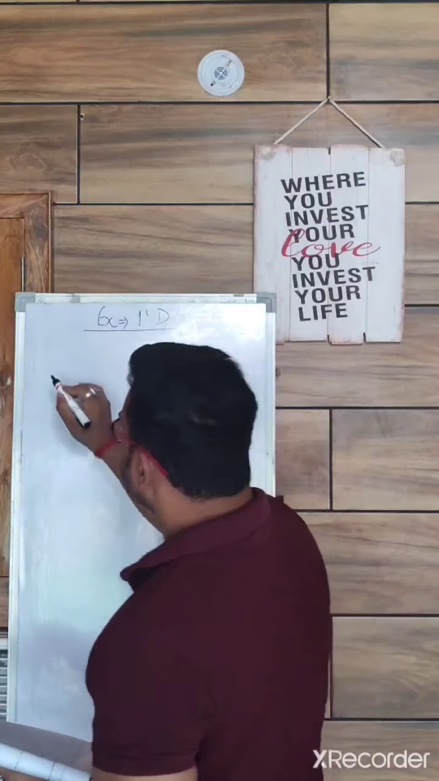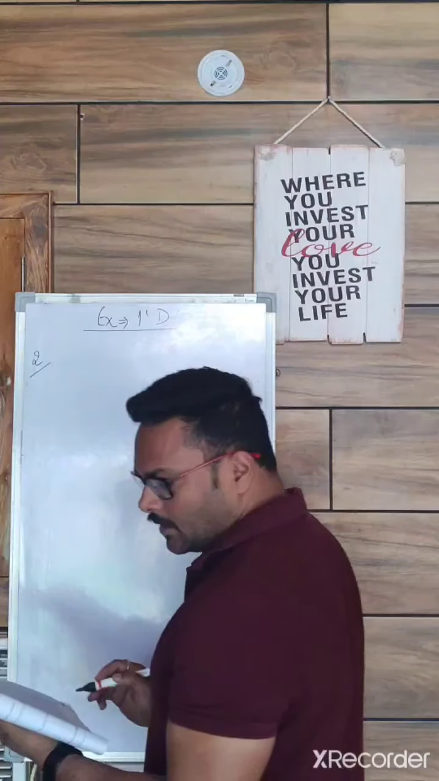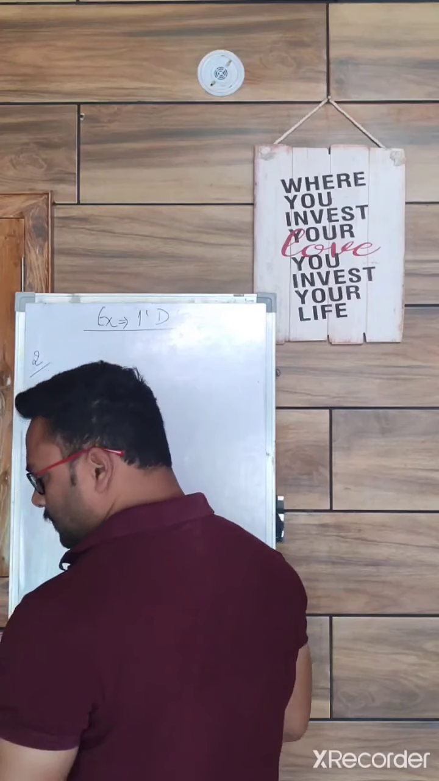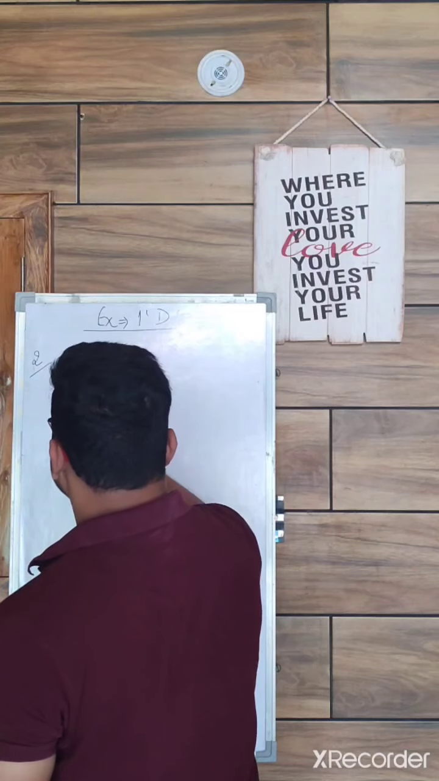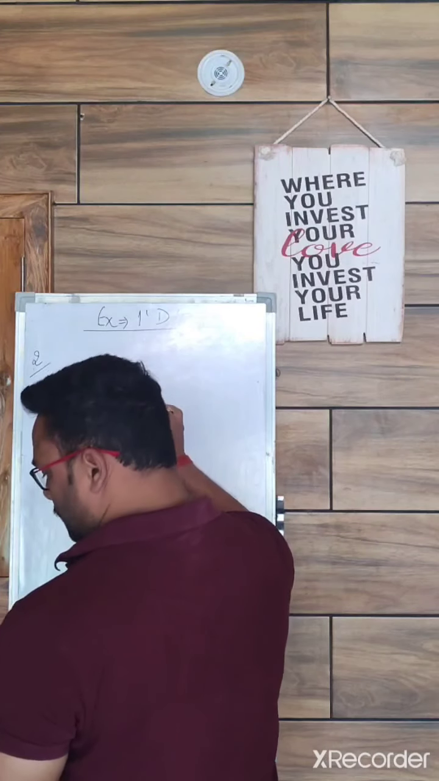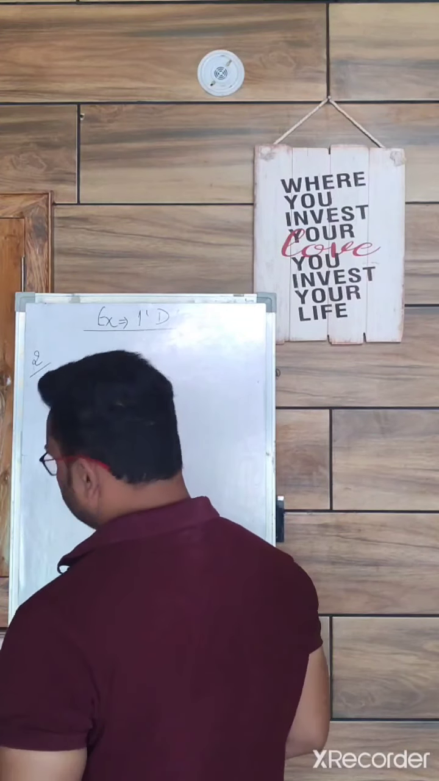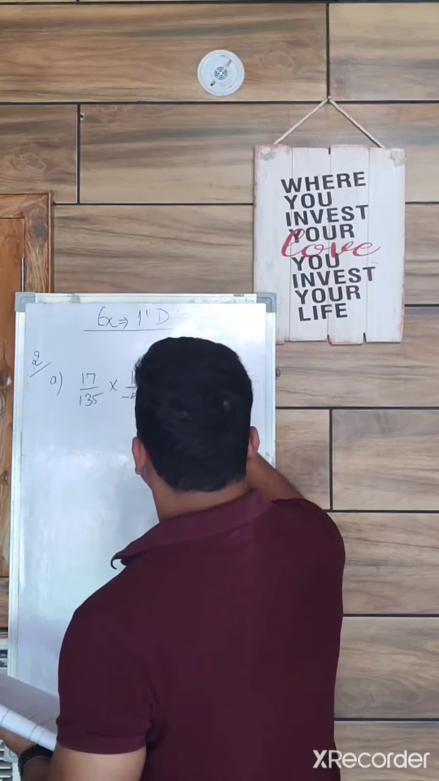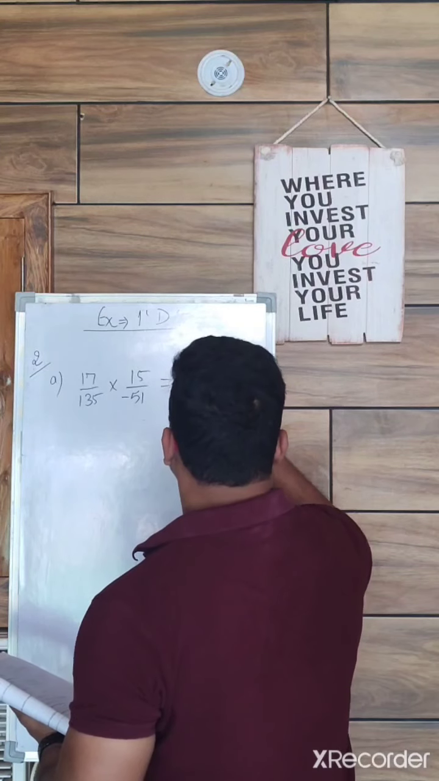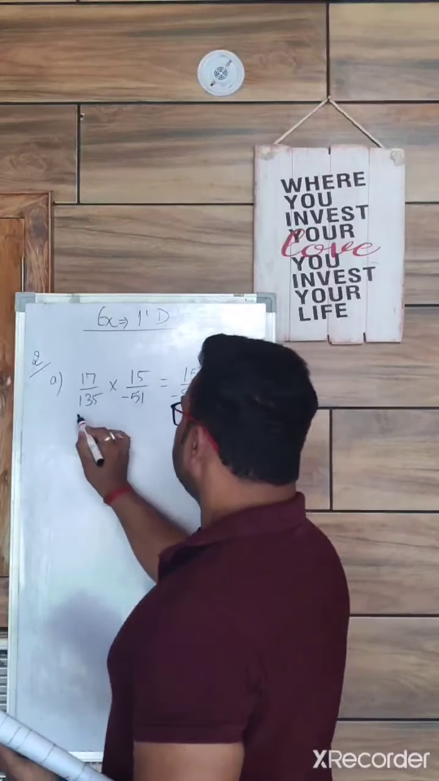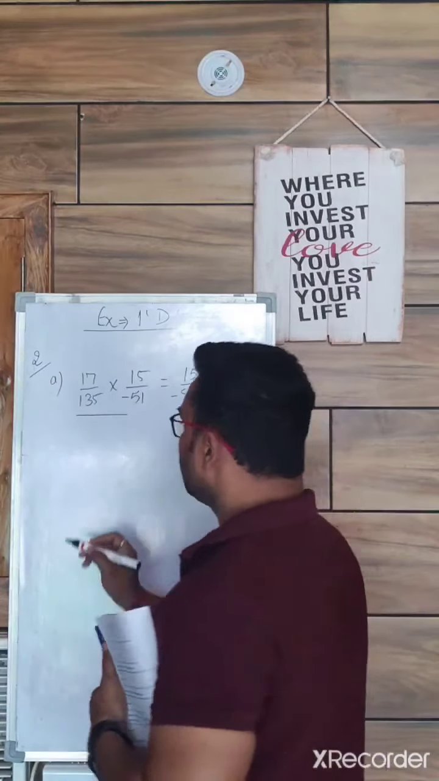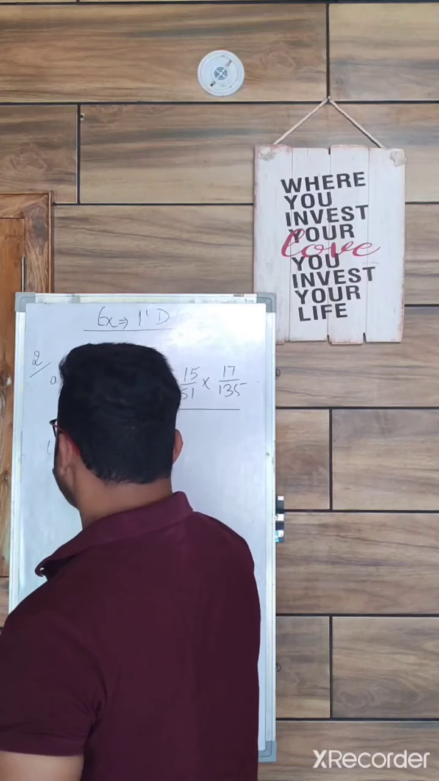So we are going to do question number 2 here. Verify the following and state the property used. So A we can solve: 17 upon 135 into 15 upon minus 51 is equal to 15 upon minus 51 into 17 upon 135. So you can see there are two parts, your left hand side and right hand side. So let us solve the LHS, left hand side, first.